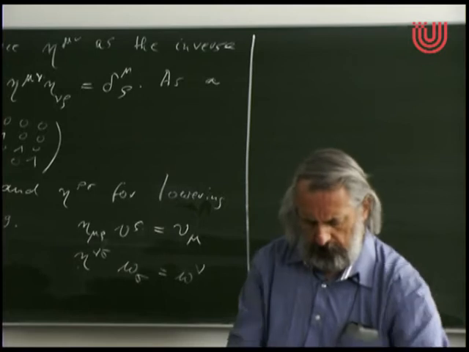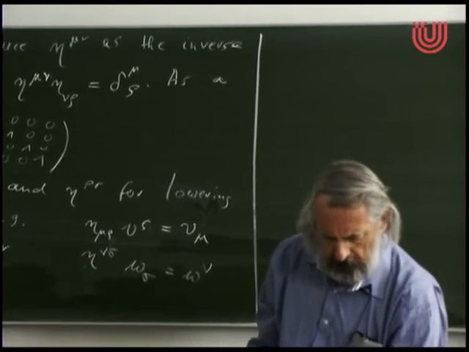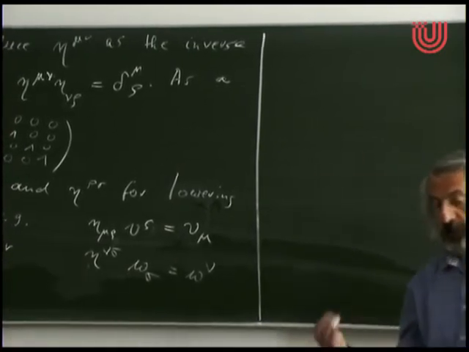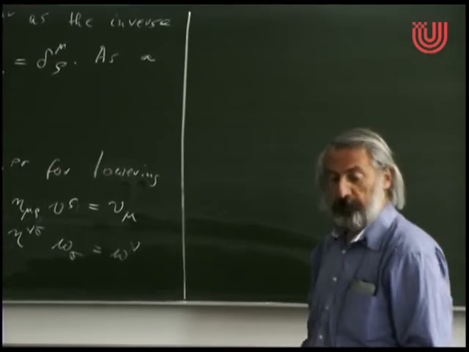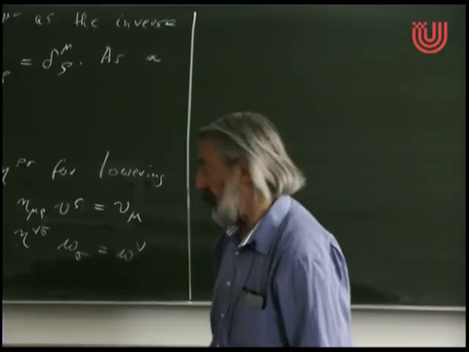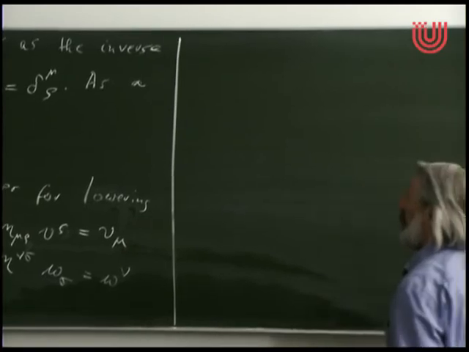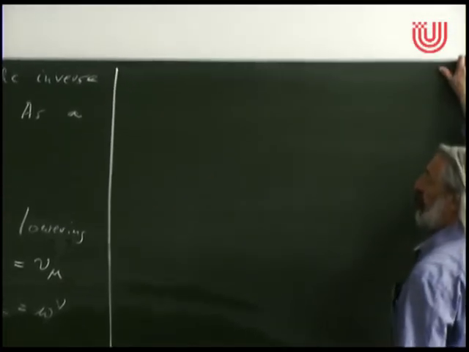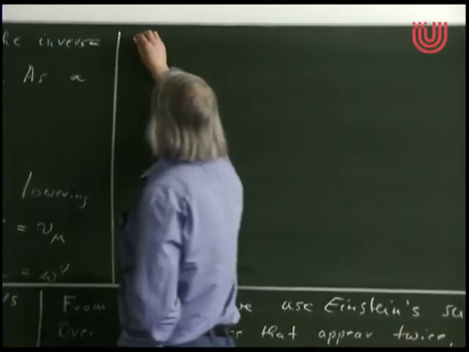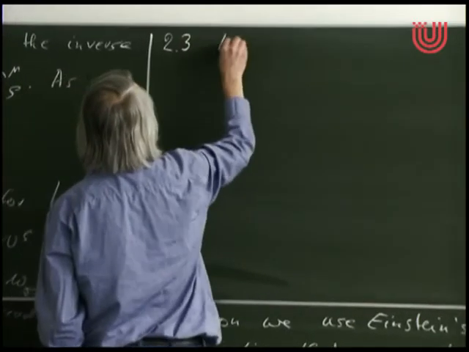So we can now talk about Lorentz transformations a little bit. So we can use this index juggling in order to write down some basic properties of Lorentz transformations. I think you have all heard about Lorentz transformations. So this will already be section 2.3.